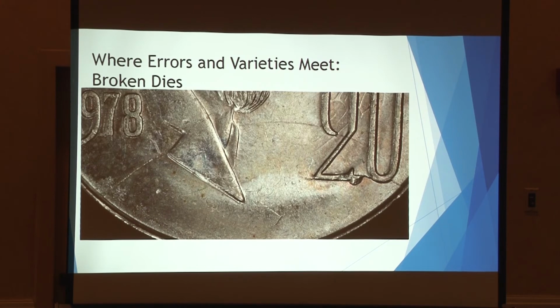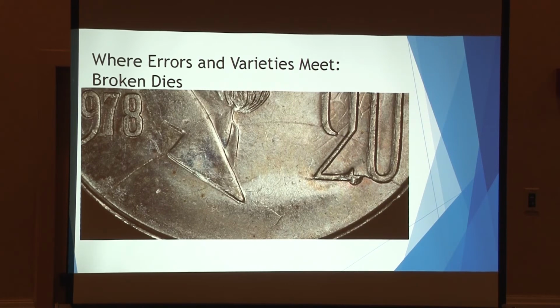Now, the next kind of variety that occurs is broken die varieties. This can fall between variety and error. Usually these are collected as errors. Basically, as a die is used to produce coins, they start to fail. They're striking tons and tons of coins. Sometimes they're not properly heated, not properly treated, and sometimes it's just worn out. And so when they start to break, you start to see effects like die cracks on the coin.